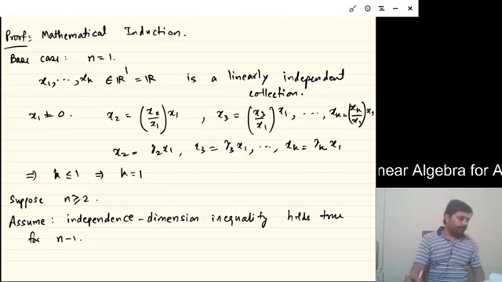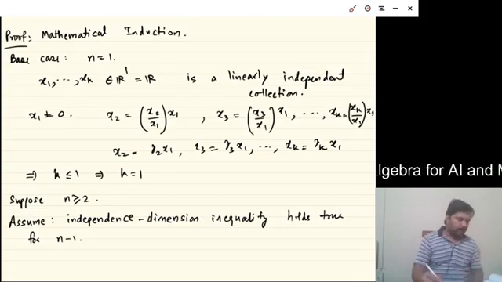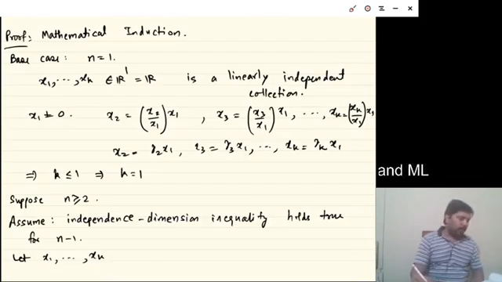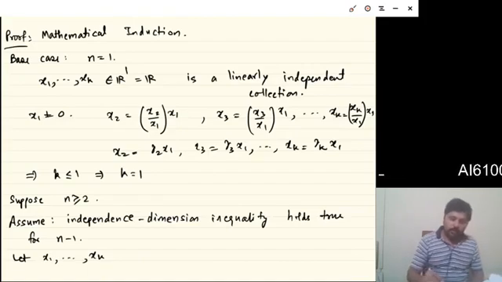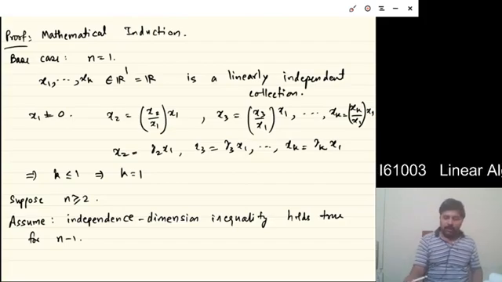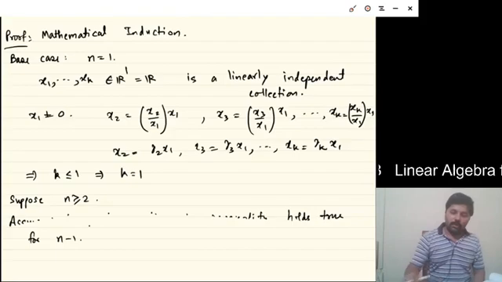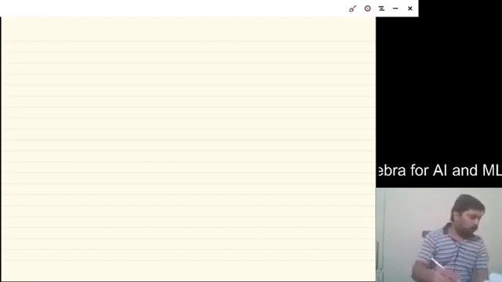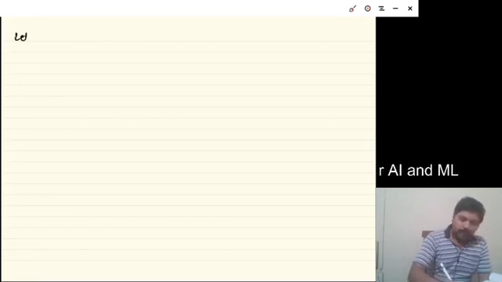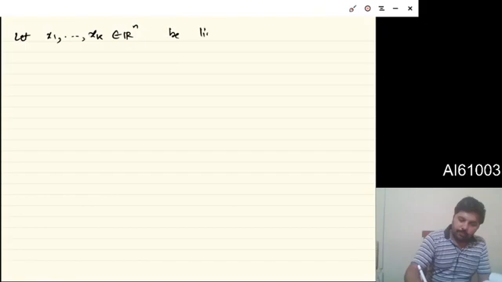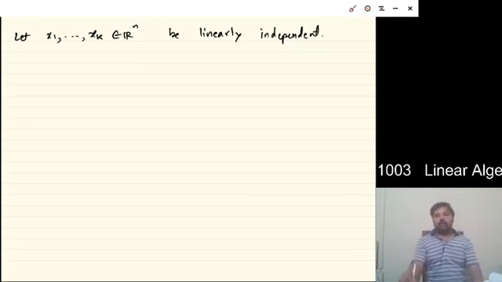So what does that mean? It means that if you are given a collection of k vectors in R n minus 1, then k has to be less than or equal to n minus 1. That's the meaning of the assumption, right? And now what do we want to do? We want to prove that it holds true for n, right? So let x1, x2 up to xk in Rn be linearly independent.